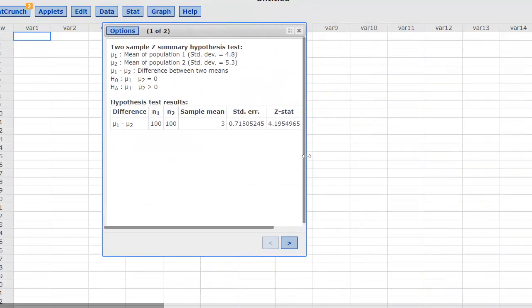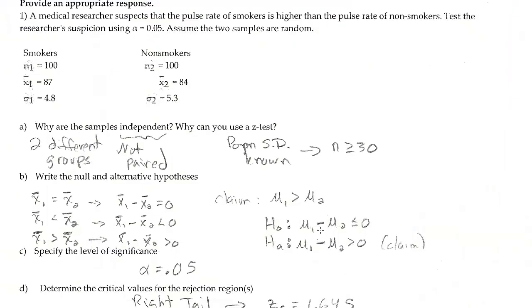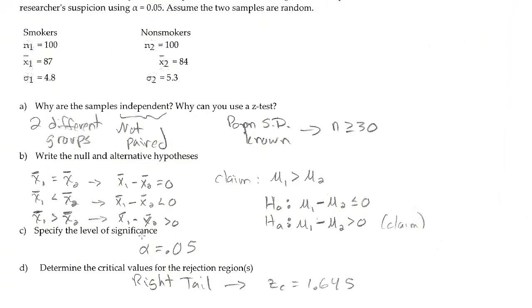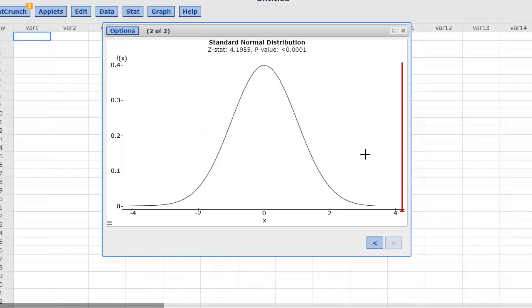So on the first screen, we can see that we have our z statistic of 4.2, which is what we got by doing the work by hand. Now again, the interesting thing about StatCrunch is it'll give me the p-value. So I can compare the p-value to the alpha. So my p-value is 0.0001, and that is smaller than my alpha, so we reject the null. Right, now using the rejection region approach, let me go to the graph that we had drawn. Right, we can see the 4.2.